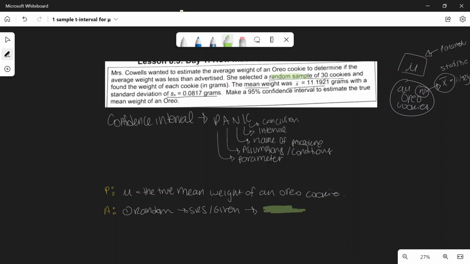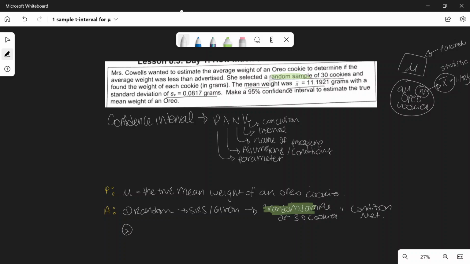So I'm just going to write right here, random sample of 30 cookies, and I'm going to say condition met. Okay, so that should satisfy that one.